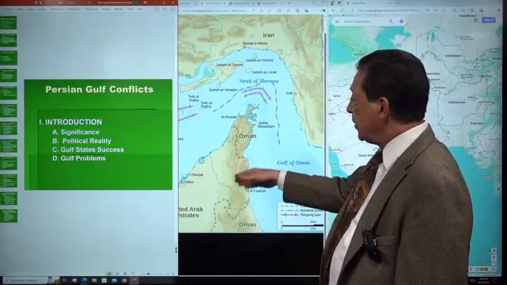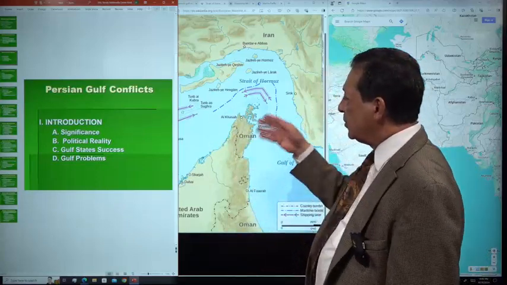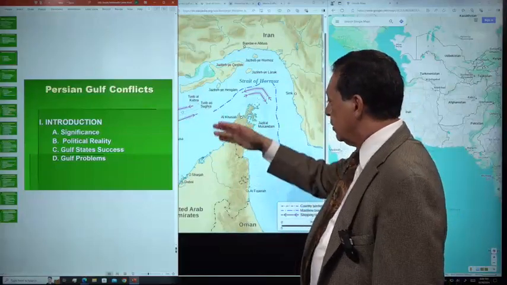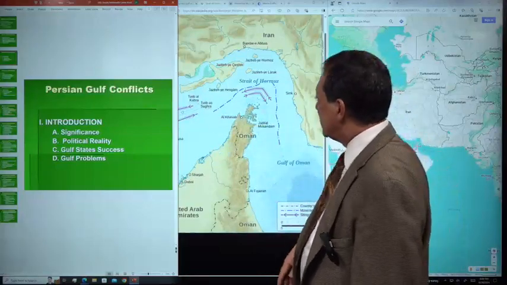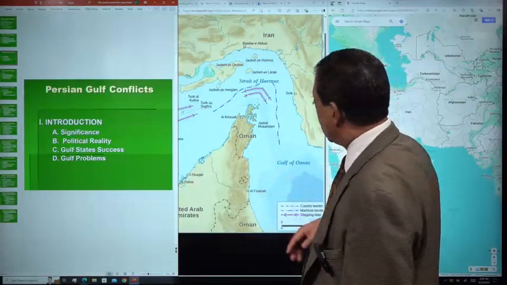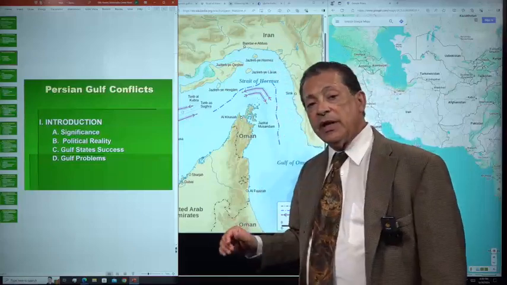Oman. People think, oh, the UAE has something to do with it. The UAE has some islands that we can talk about later on, the Greater and Lesser Tunbs and things like that. But really, these two countries are monitoring it with their navies. Okay, so see how important that is?